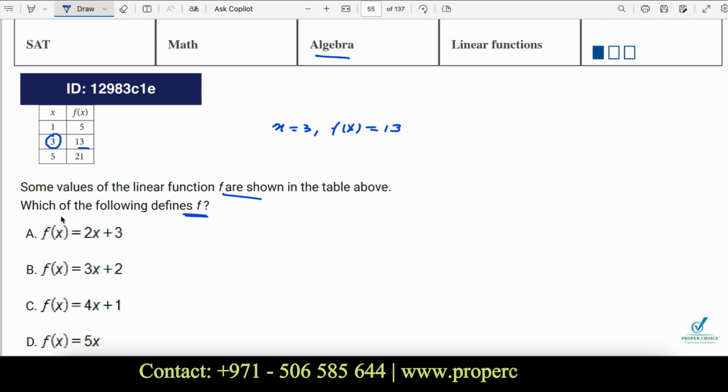So when you substitute x as 3 here, what happens? 2 times 3 plus 3. 2 times 3 is 6. 6 plus 3 is just giving me 9. So this is not the answer. Here if you substitute x as 3, 3 times 3 plus 2, 3 times 3 is 9, 9 plus 2 is going to be 11. This cannot be. Now when you substitute x as 3 here, 4 times 3 plus 1, 4 times 3 is 12, 12 plus 1 gives me 13. Does the last one give 5 times 3, which is going to be 15? So this cannot be. Then definitely C is the answer.